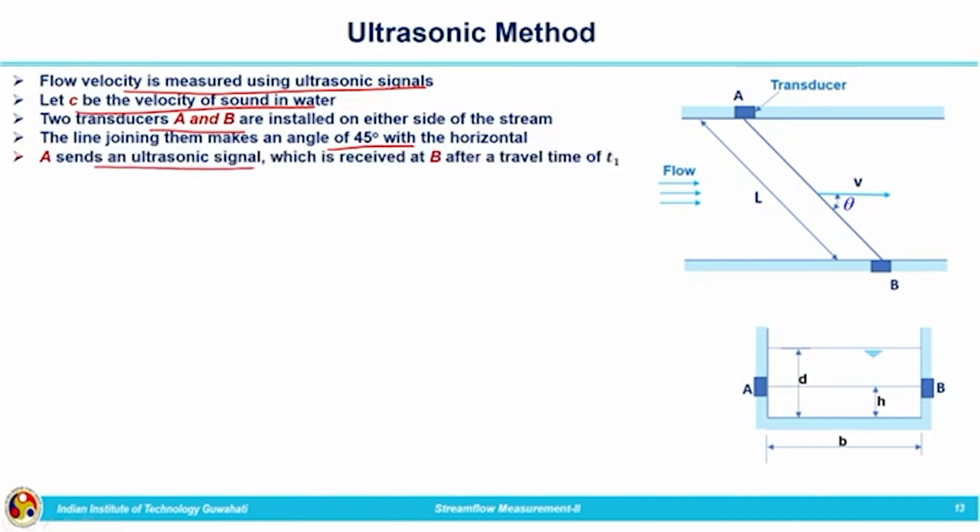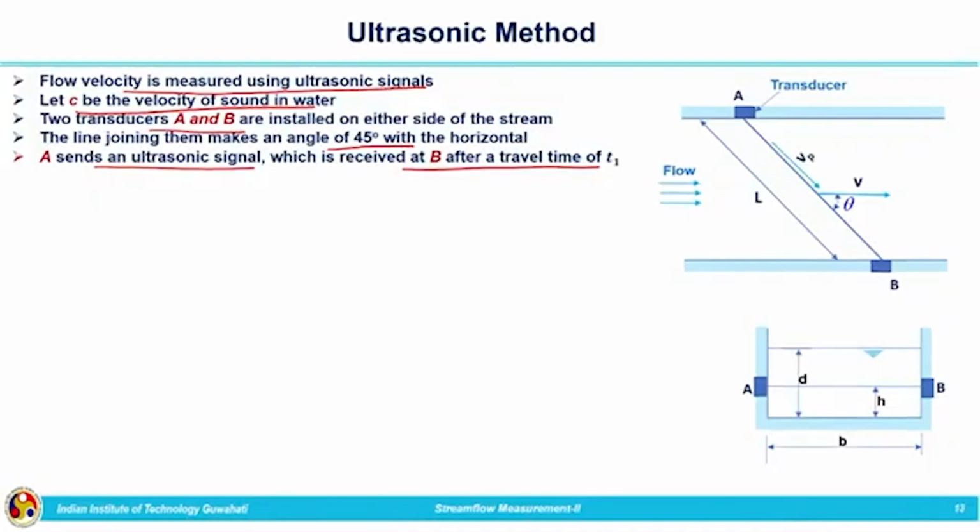Now, A sends an ultrasonic signal which is received at B after a travel time of t1. The time taken for the signal to travel up to B is marked by t1, and at the same time B is sending a signal that is received by the transducer A. The time taken for that is represented by t2, and the velocity of the signal along the flow path is marked by Vp. B sends a signal to be received at A after a time of t2.